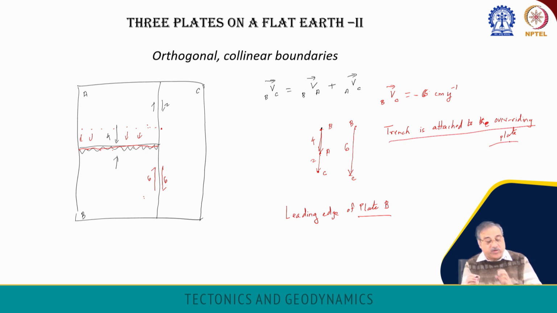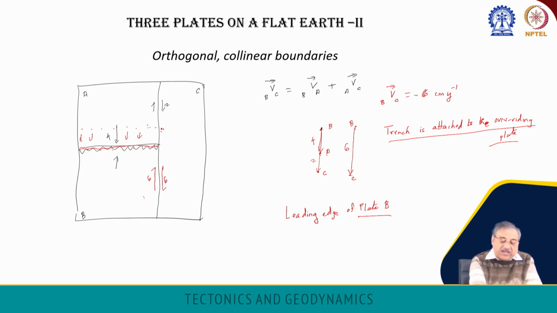This is a very important thing that we need to understand. In other words, the relative velocity of the boundary between A and B with respect to an observer on plate C is the same as the velocity of plate B. That is, to an observer here, the plate boundary will also appear to be moving northwards at 6 centimeters per year, which is the relative velocity of B with respect to C. So now we've answered our second question. With time, the observer will see the boundary between A and B moving northwards at the rate of 6 centimeters per year.